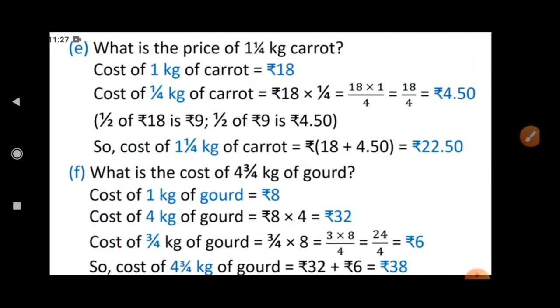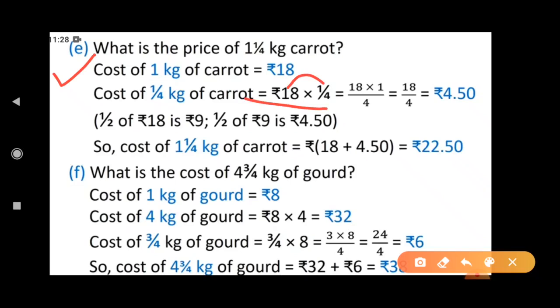Next question, what is the price of 1 upon 4 kg carrot? Now we will check price of 1 kg carrot from the list, that is rupees 18. Okay, now cost of 1 upon 4 kg carrot. So we will multiply 18 with 1 upon 4. So here 18 ones are 18, divide by 4. So whenever we divide 18 by 4, we will get rupees 4.50 paisa.